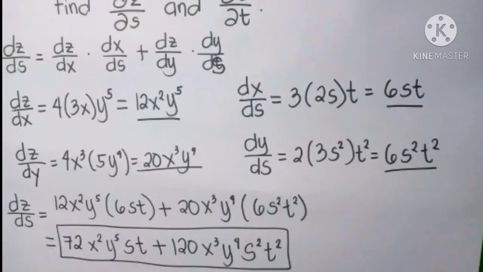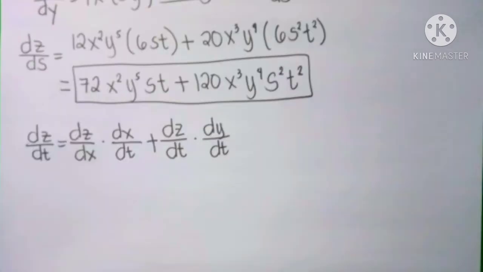Since we already have the partial derivative of z with respect to s, let's proceed to the partial derivative of z with respect to t. The formula is dz over dx times dx over dt plus dz over dy times dy over dt.